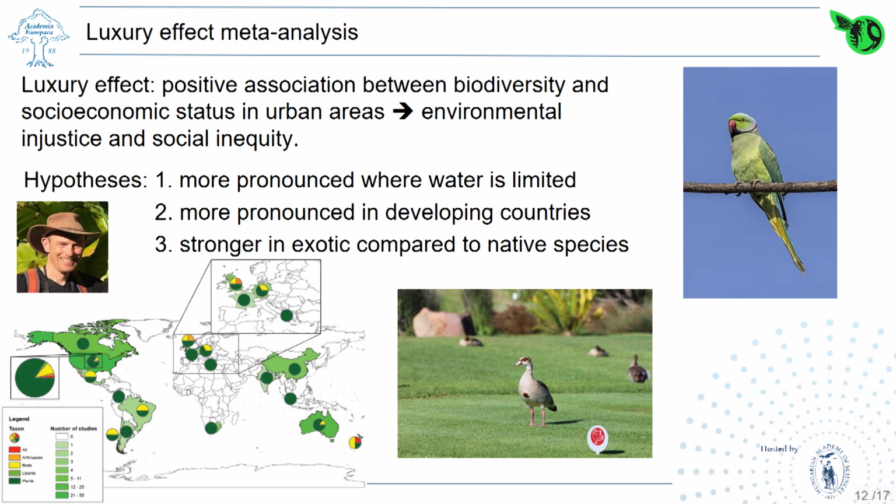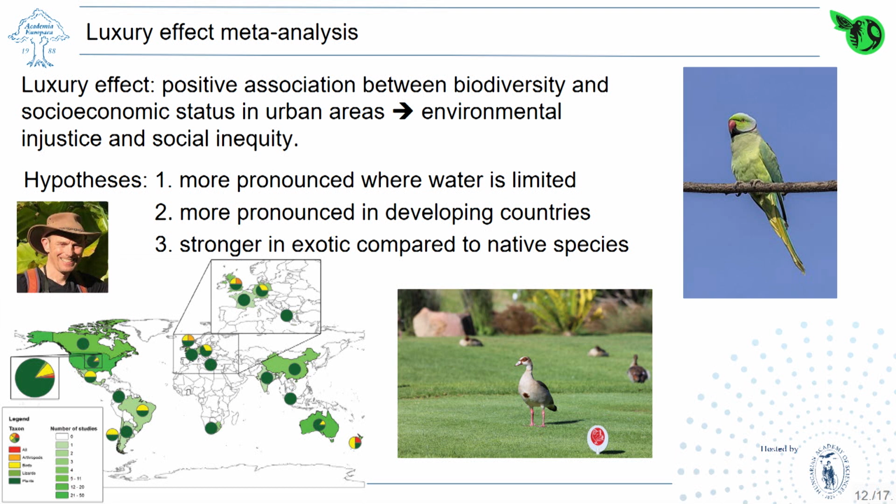Also, if you take a look at Budapest, at the Buda Hills, you see much more green areas where rich people live, I suppose, compared to poorer areas within our capital. And this means an environmental injustice and a social inequity. And we posed some hypotheses and expected that there are some moderators which affect this luxury effect.